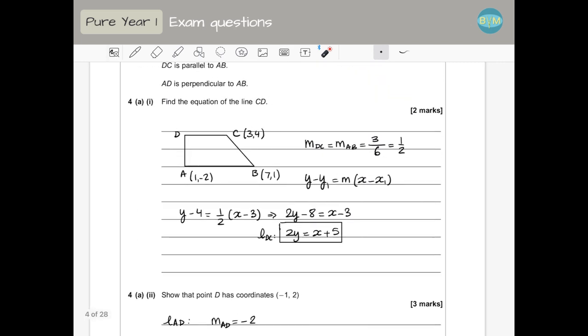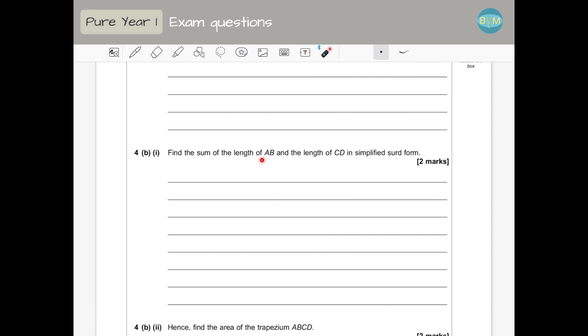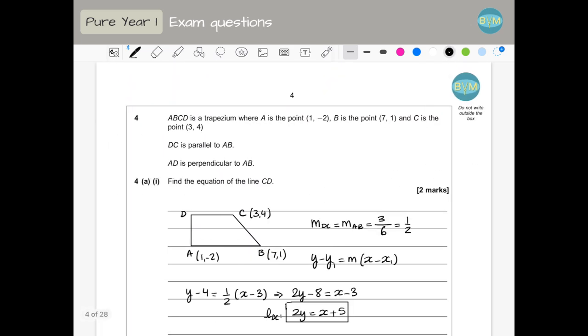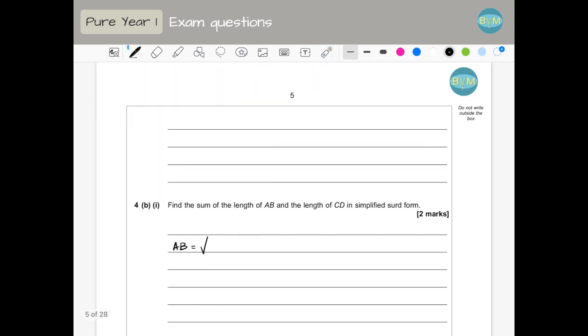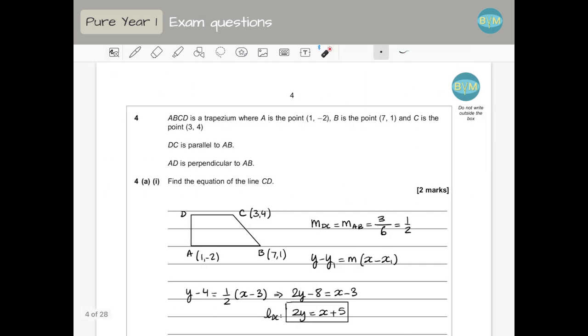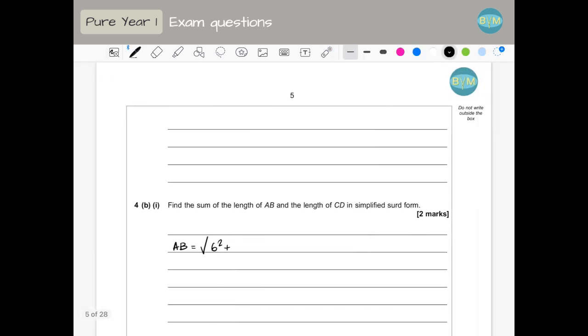This is the next part. Then find the sum of the length of AB and the length of CD in simplified surd form. The length of AB is the square root of the difference in x squared, 7 minus 1, 6 squared, plus the difference in y squared, 1 minus minus 2 is 3 squared. This is 36 plus 9, which is 45. 45 is 9 times 5, so we can take the 9 outside as 3, because it's root 9, root 5.